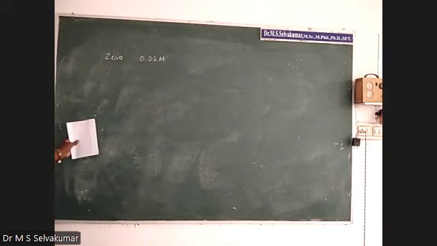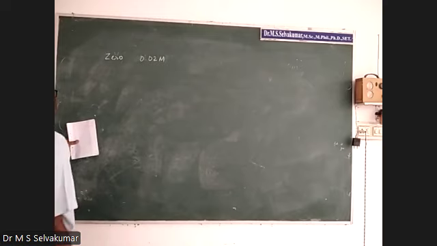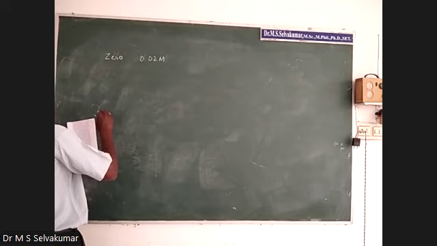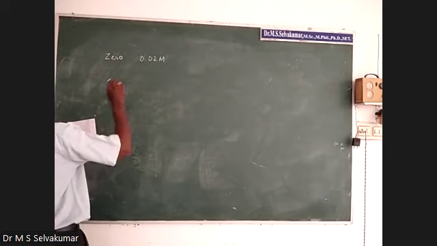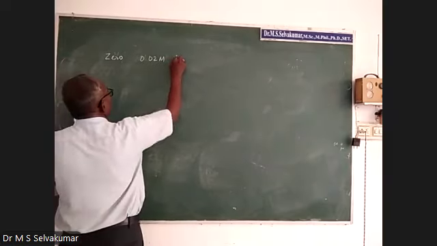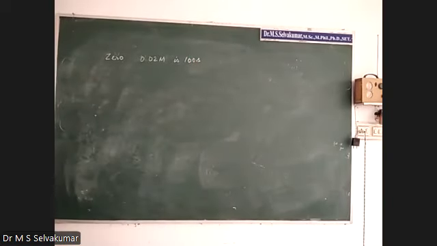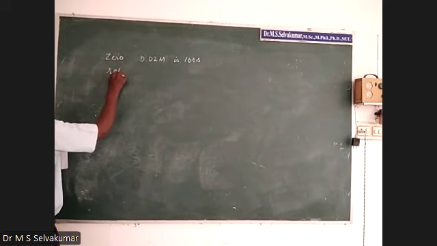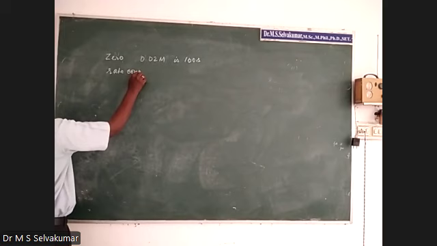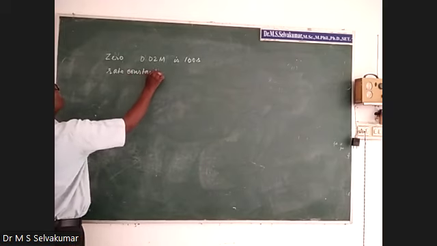The half-life for a zero order reaction having 0.02 molar initial concentration of reactant is 100 seconds. Half-life is 100 seconds. Find out the rate constant. Rate constant is asked. You have to find out the rate constant.